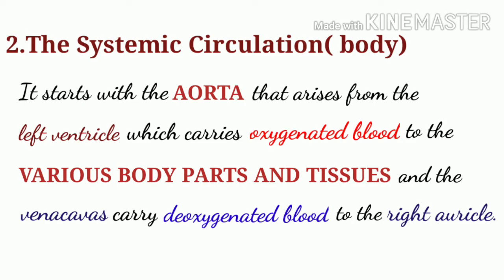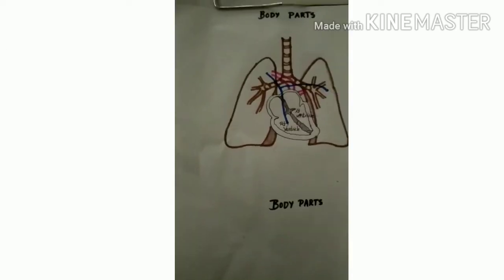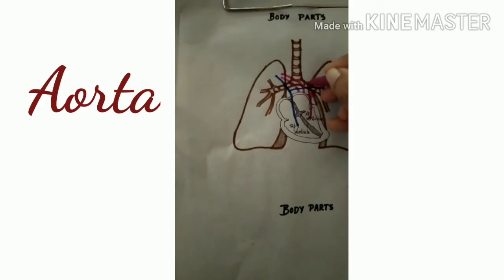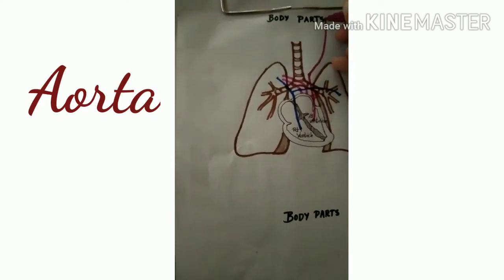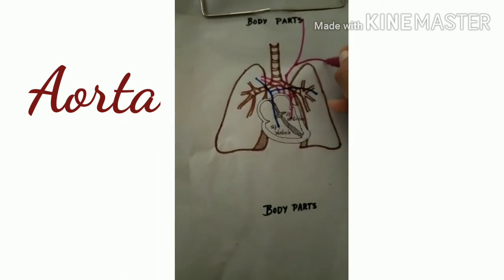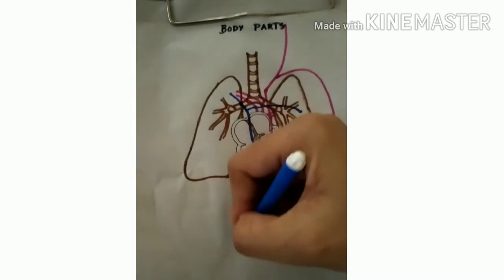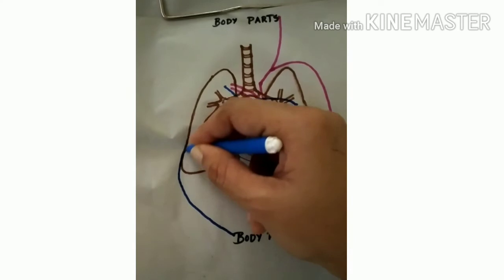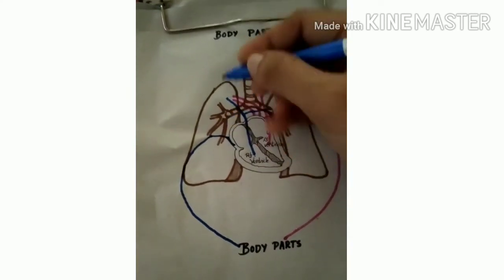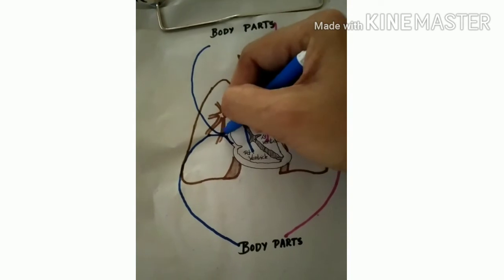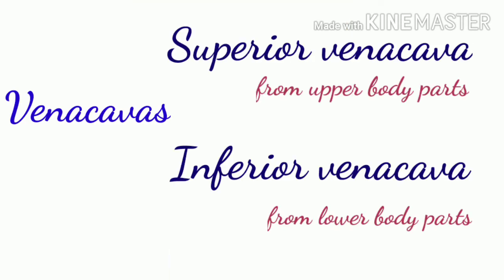The systemic circulation pertains to the major circulation in our body. It starts with the aorta that arises from the left ventricle. The aorta arches back and continues behind as the dorsal aorta. The aorta sends arteries to various body parts and their tissues. From there, the blood is collected by veins and poured back into the heart. The two large veins are called the vena cavas: the superior vena cava coming from the top part of the body and the inferior vena cava carrying blood from the lower part of the body.